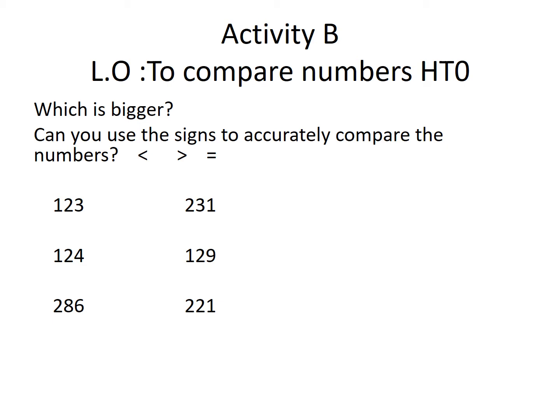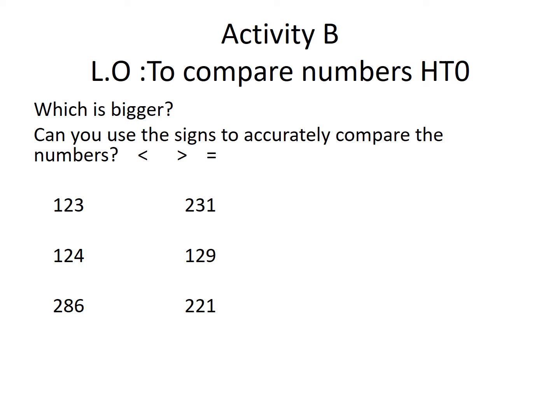Then we've got 124 and 129. This time the hundreds are the same. So we look at the tens. The tens are both the same too. There's two tens in both. So now we would look at the ones. One is 124 and one is 129. So obviously 129 is greater. So again, the crocodile eats the greatest number.